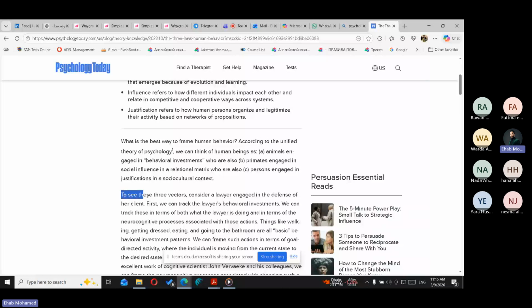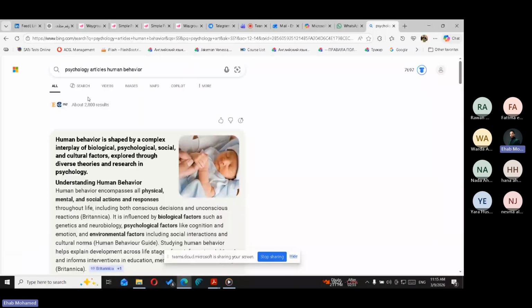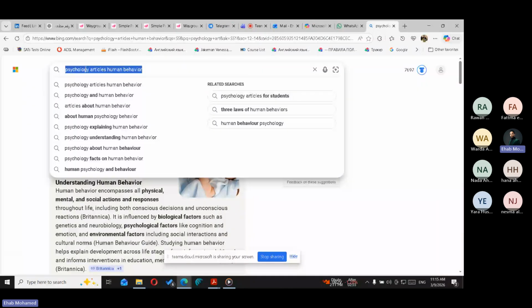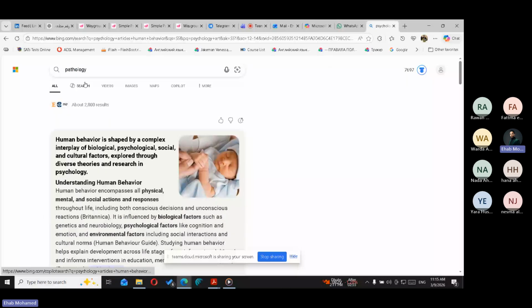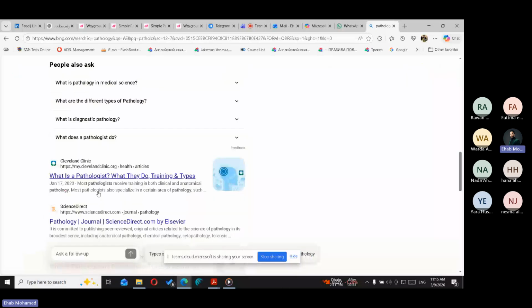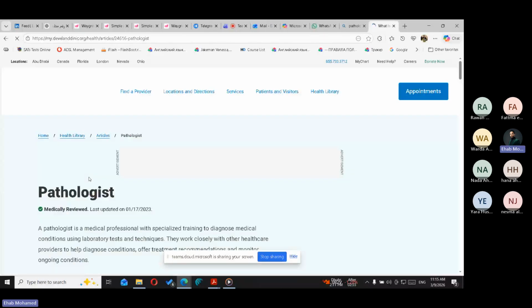How to see these three vectors, consider a lawyer engaged in the. We use the simple present tense, as you see. It's very important. For example, pathology. If you write about pathology, you will find many articles about pathology. What is a pathologist?